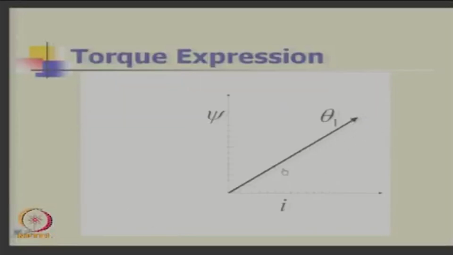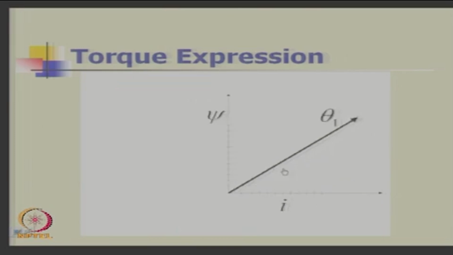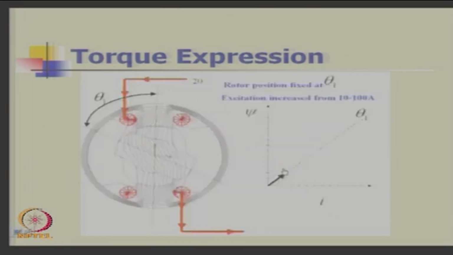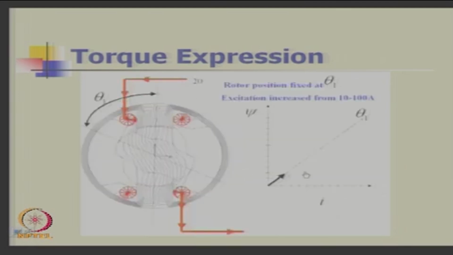So, what will be the inductance? Is it varying or constant? Inductance is the slope of this psi-i curve, is it not, right. So, the inductance will be d psi by di, right. This is the inductance, that red one as you see here.